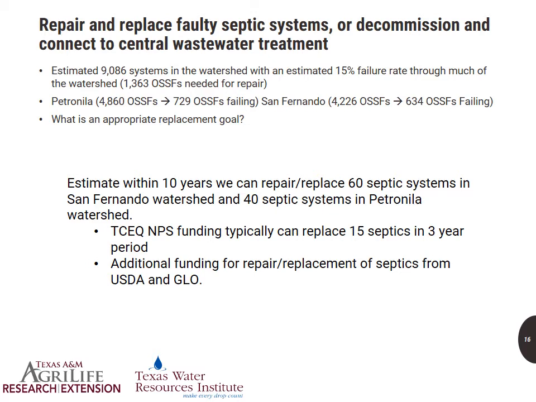And then we do anticipate that there is additional funding that's available for repair and replacements from USDA as well as GLO. So again, with that added support and with the plan helping prioritize this area, we think we can get a little bit above that. So we're thinking 100 septic systems within the whole watershed, with 60 in San Fernando and 40 in Petronila, as our goal to start to repair and replace these septic systems.